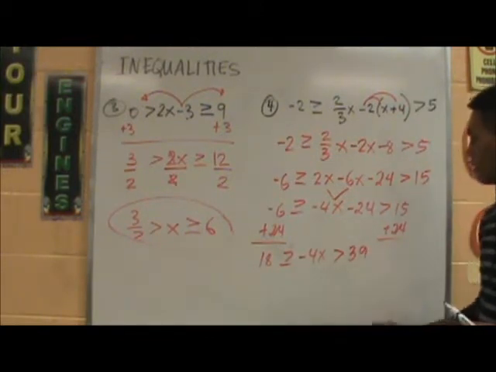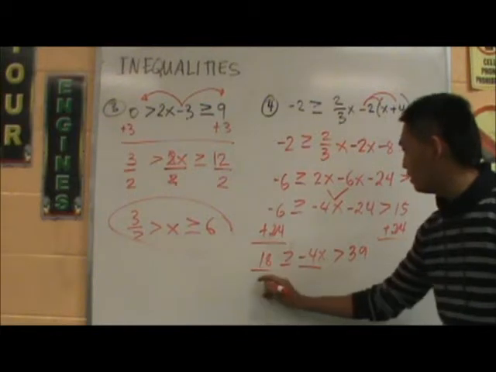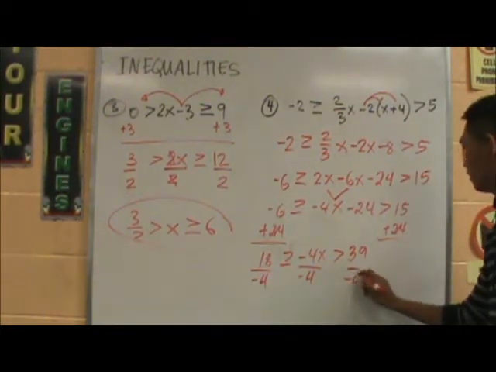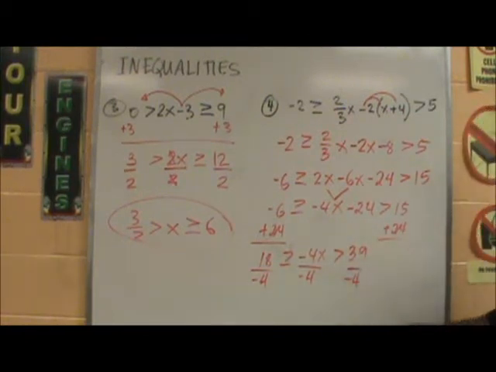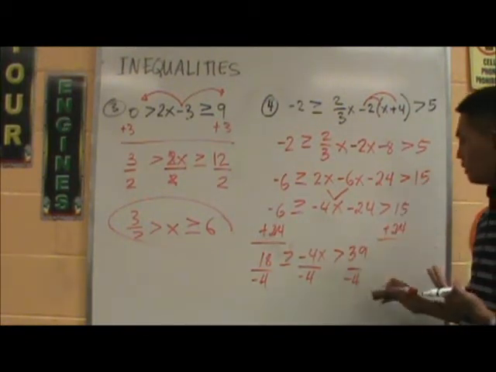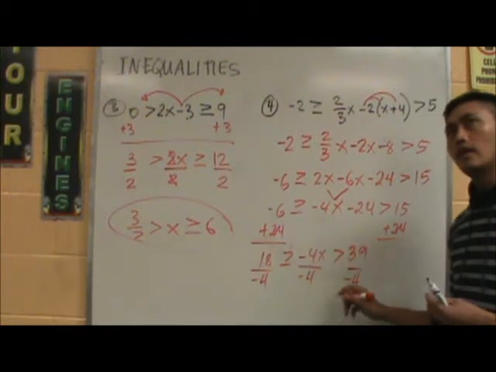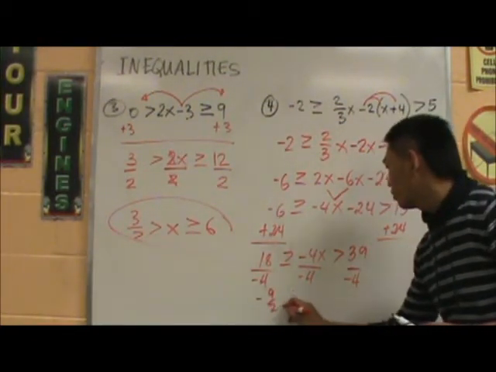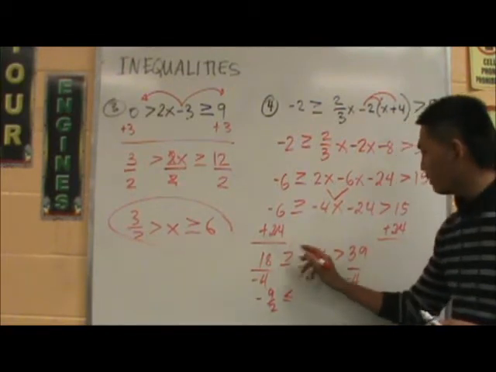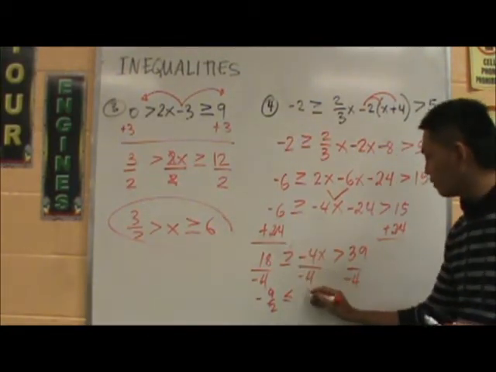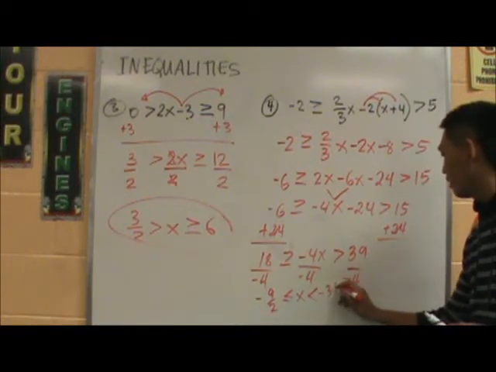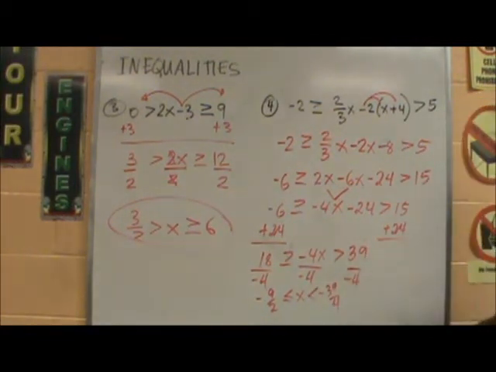Now I want to have x alone again, but I need to divide everything by negative 4. We're dividing both sides by a negative, so we have to flip the symbol. So the final answer is 18 divided by negative 4, which is negative 9 over 2. Flip, because we're dividing everything by a negative, we have to flip the sign also, and I have negative 39 over 4. So this is the final answer.